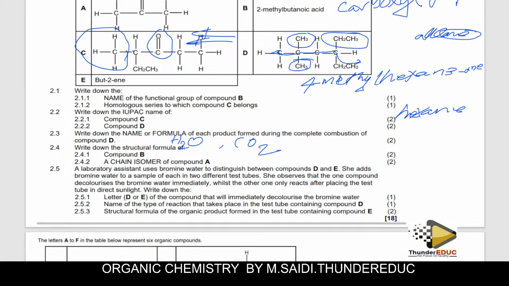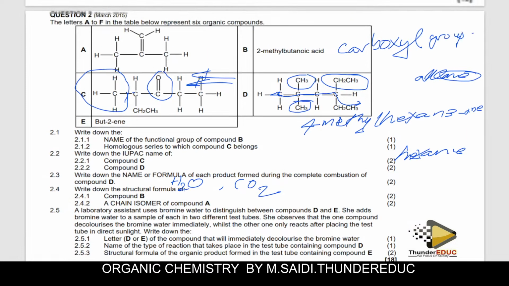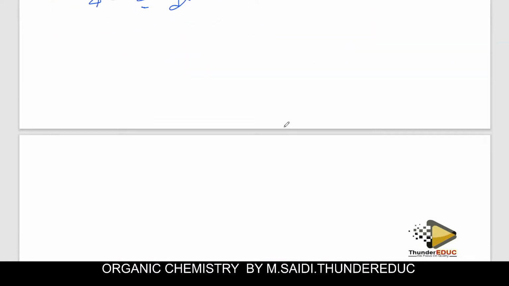Let me read it again: write down the name and the formula of each product formed during combustion. This is water, then you write the formula. Then carbon dioxide. Write down the structure formula of compound B. If you are writing the structure formula of 2-methyl butanoic acid, it means 2-methyl butanoic acid, but it is 4 carbons: 1, 2, 3, 4. Carboxylic acid.